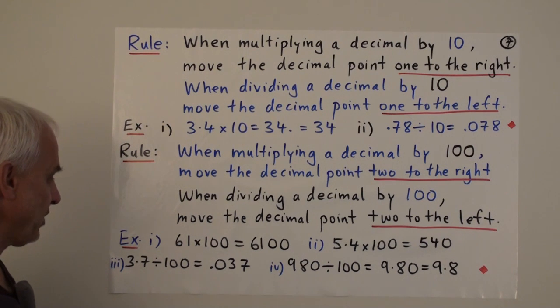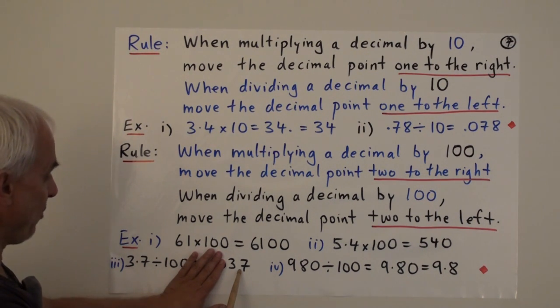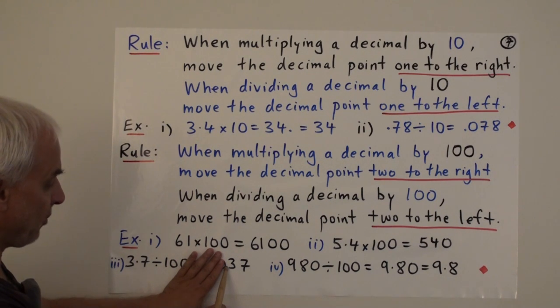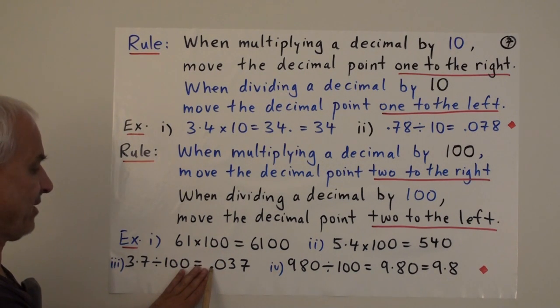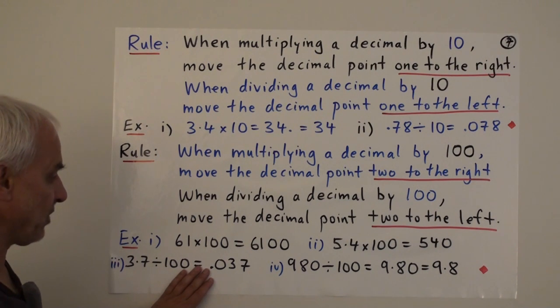3.7 divided by 100. So here is the 3.7. Originally there was a decimal point there. We have to move the decimal over to the left once, twice, introducing a 0 placeholder so that there's some place where the decimal can go.